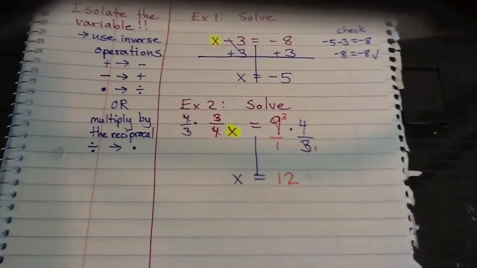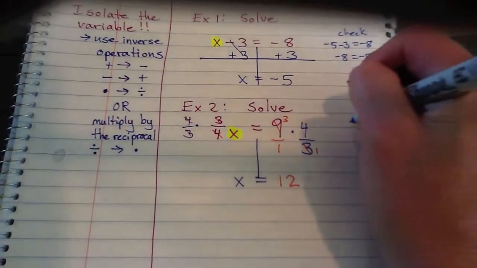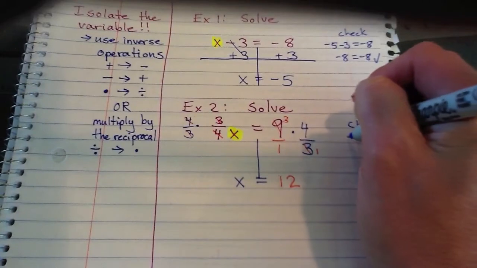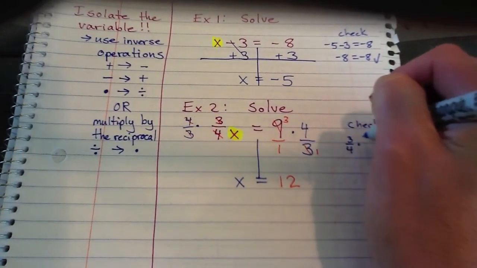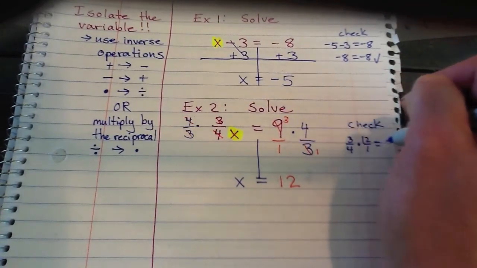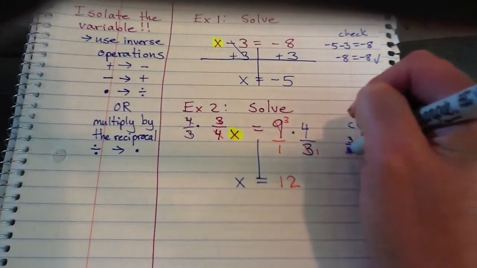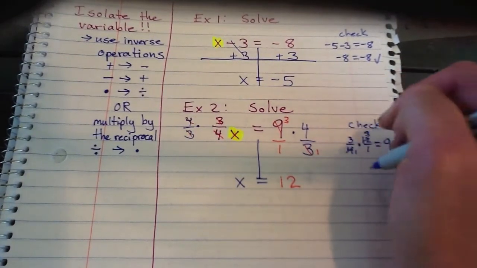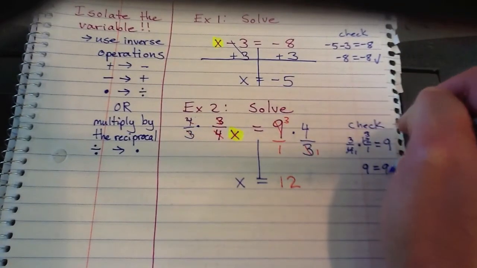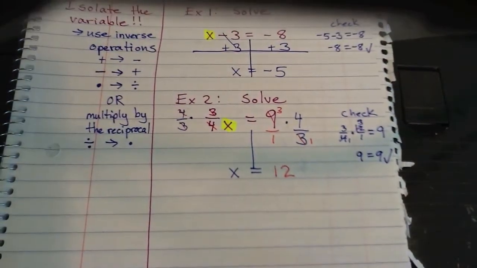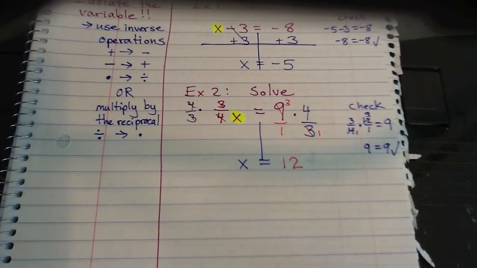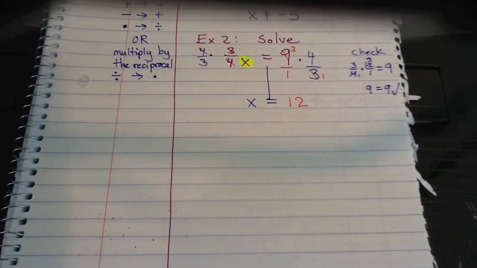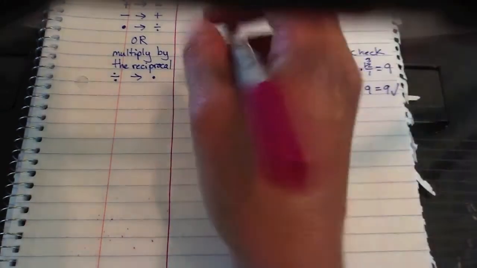And now you can check it. Again, you check just by plugging it in and evaluating. So I have 3 over 4 times 12 over 1 equals 9. 4 goes into 4 once, and 4 goes into 12 3 times. 3 times 3 is 9, so 9 equals 9, and it's true. So that's an example of multiplying by the reciprocal. All right, here's another example.